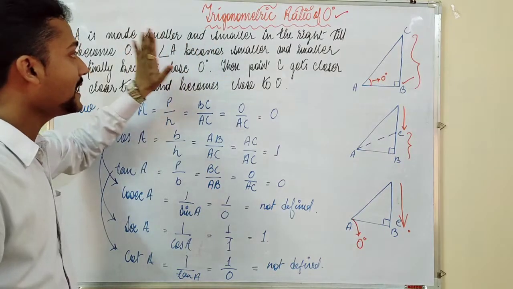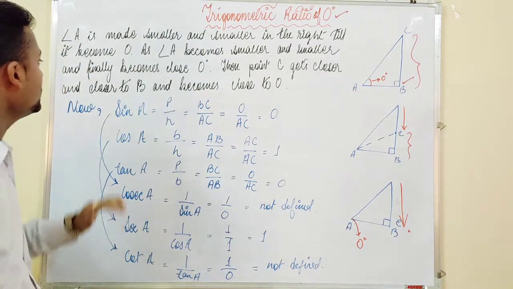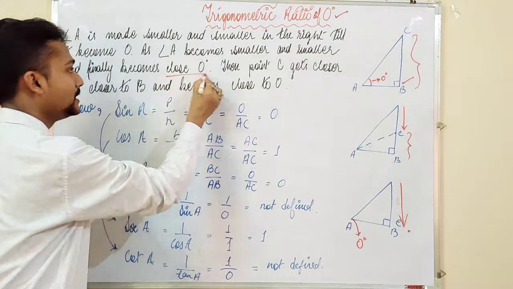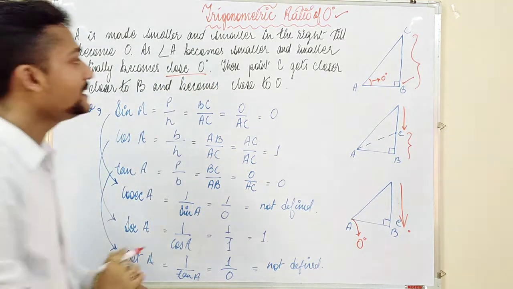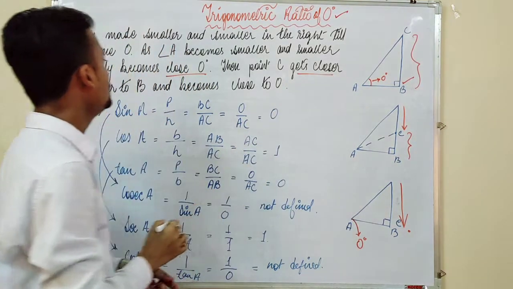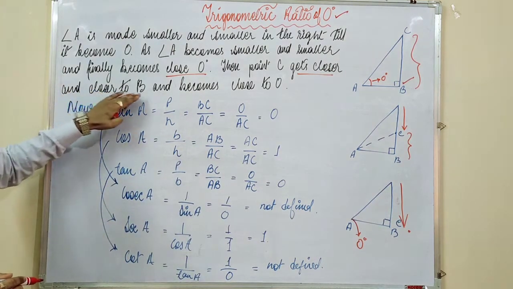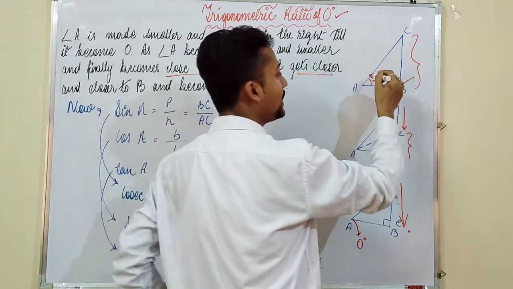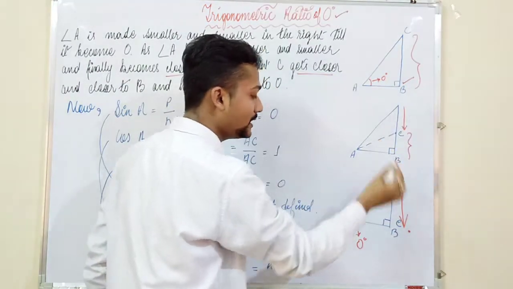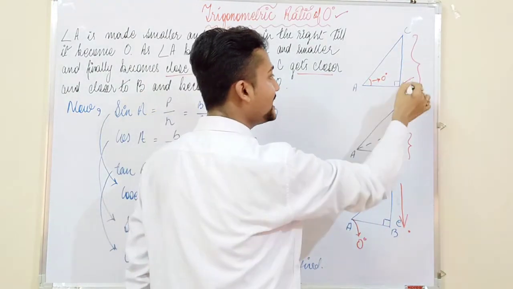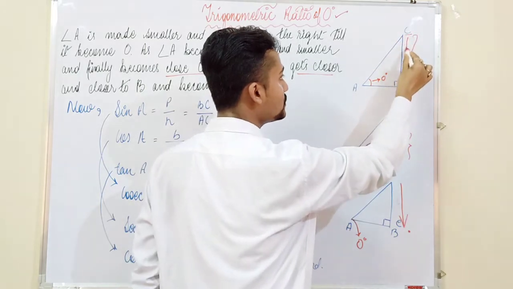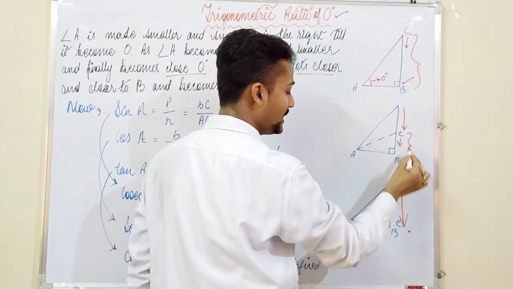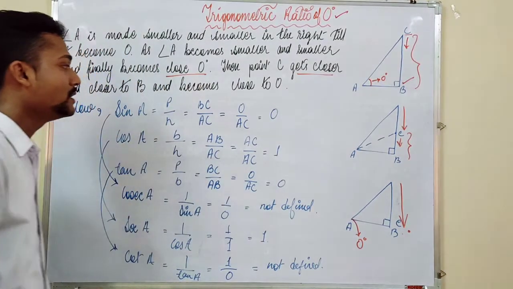Now see, as the angle A becomes smaller and smaller and finally close to 0 degree, the point C gets closer and closer to B and becomes close to 0. What I have said here is that when I make this particular angle smaller and smaller, the side BC becomes smaller, that means the point C comes closer and closer to B and finally becomes close to 0.